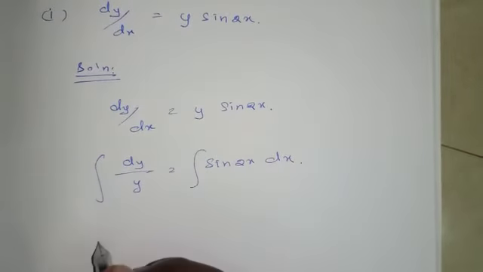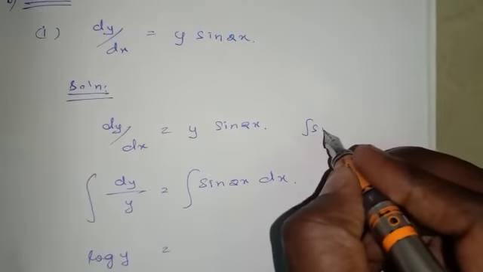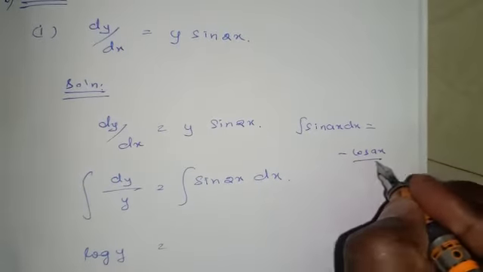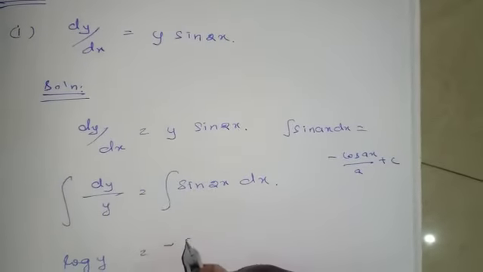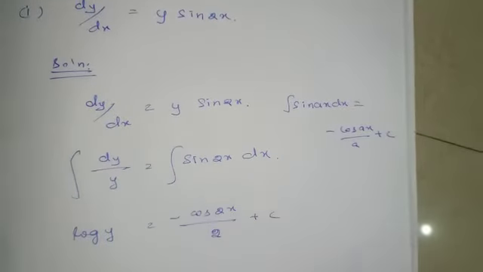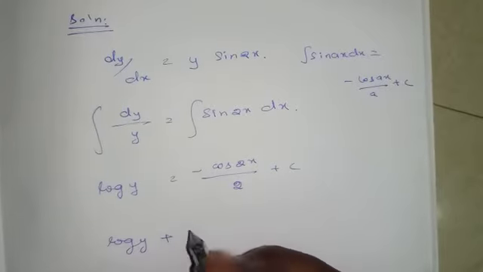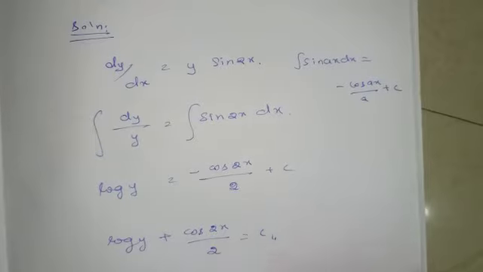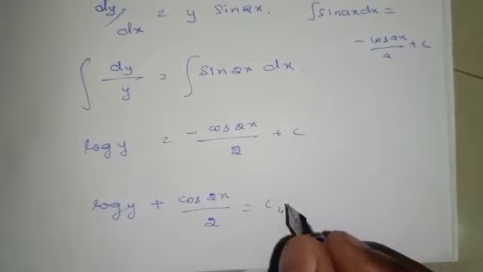So, integrate. On the left hand side, log y. The integral of sin ax into dx is equal to minus cos ax by a plus c. Okay? So here, minus cos 2x divided by 2 plus c. So, bringing it to the left hand side, log y plus cos 2x divided by 2 is equal to c. Okay, log y plus cos 2x divided by 2 is equal to c. That is the final answer.